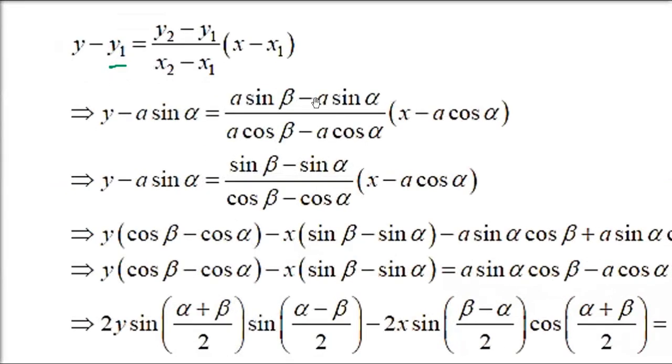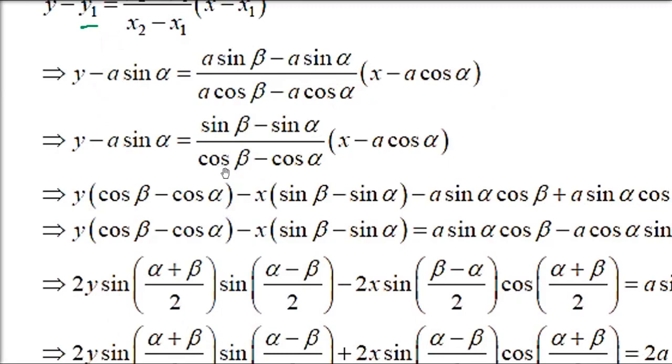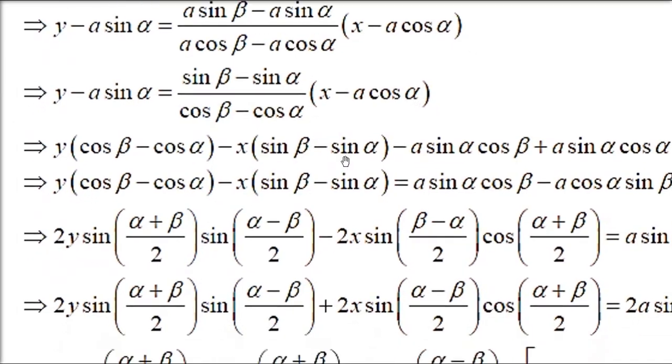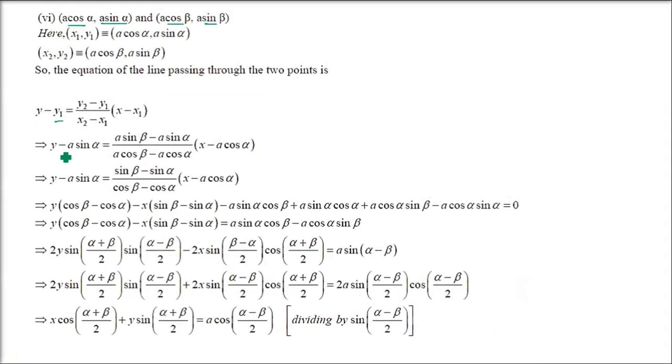So when we put these values, you see A sin beta minus A sin alpha by A cos beta minus A cos alpha. Now take A common from numerator and denominator, so you can just cancel A. So only this without A will remain. Now cross multiplication you have to do. So let us multiply. This is Y minus A sin alpha into A cos beta minus A cos alpha. So Y into A, cos beta minus cos alpha you can put, and then minus A sin alpha, cos beta minus cos alpha will come.